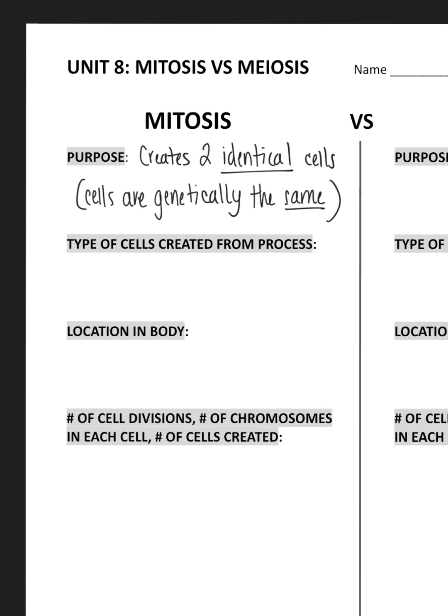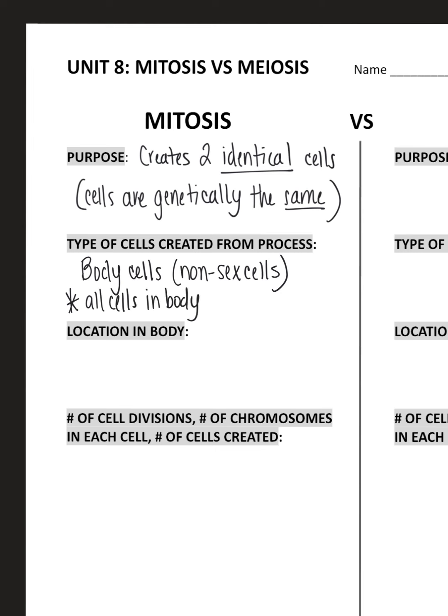The type of cells created from this process would be any body cell. That means any non-sex cell in the body is going to be made by mitosis. So I'm going to put here all cells in the body are made from this specific process except egg and sperm, which are the sex cells.